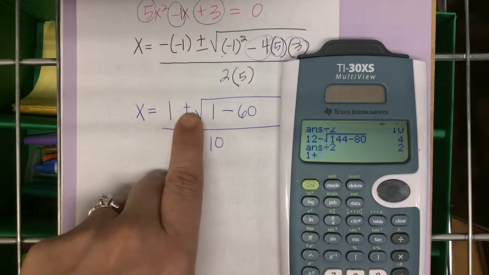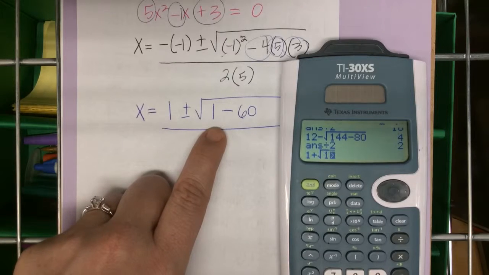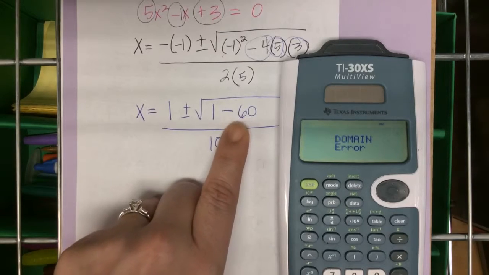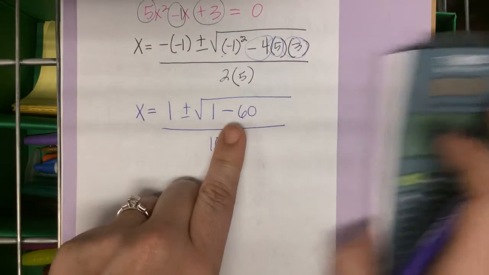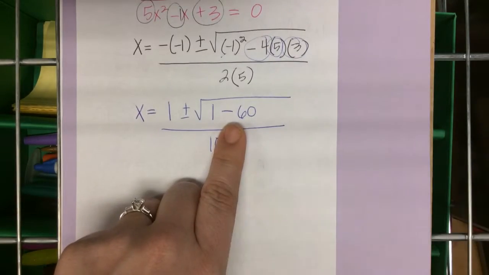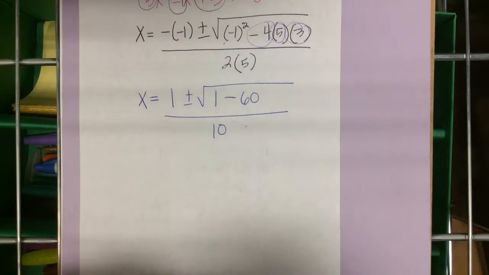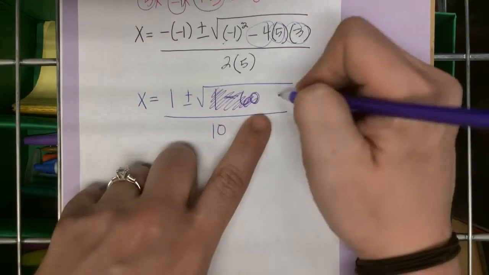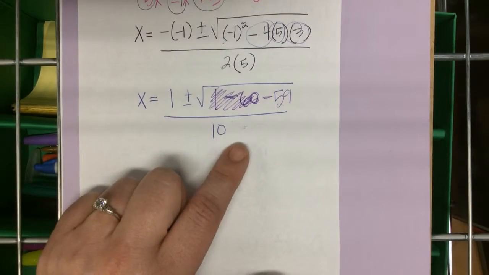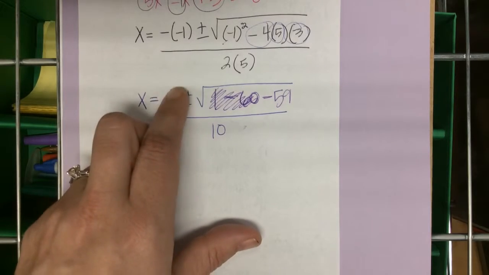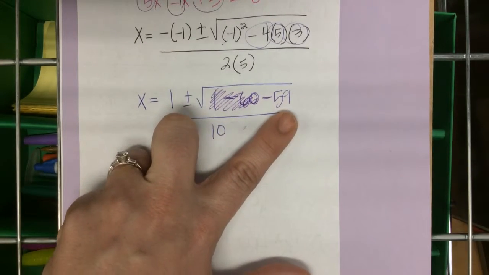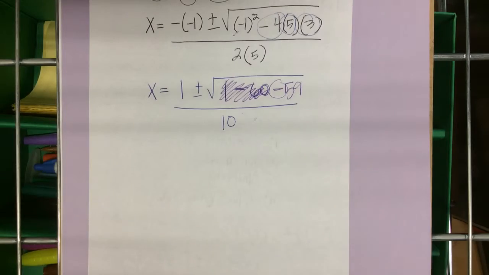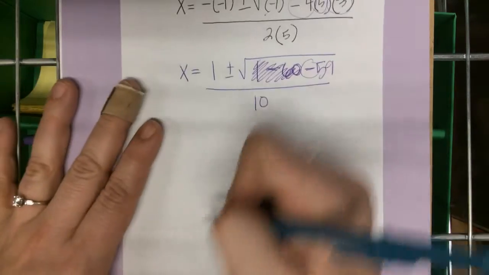1 plus square root of 1 minus 60. If you wanted to simplify that, you totally could. But what happens? Allie, tell me about why this says domain error. Because 1 minus 60 is the square root of negative 59. And can you do 1 plus the square root of negative 59? No, because you can't do square roots of negative numbers. So this problem is what?